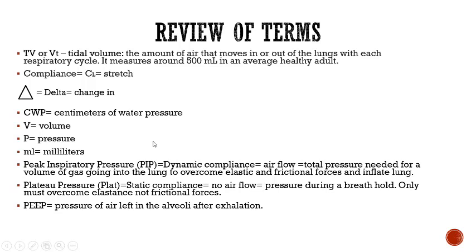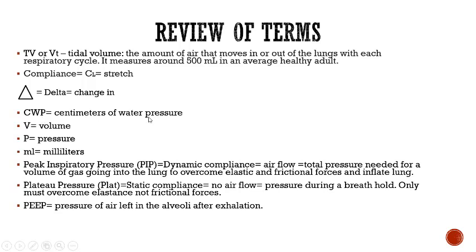So this is just a slide that has a review of all the terms that I could think of that might be helpful. So tidal volume, with its two abbreviations that we talked about, is the amount of air that moves in and out of the lungs with each respiratory cycle. The average is around 500 mils in an average healthy adult. Compliance is abbreviated CL. Again, that's just the stretch of the lungs. If you see a triangle, it's just a delta sign, and it just means change in. Change in volume, change in pressure, difference, kind of same thing.